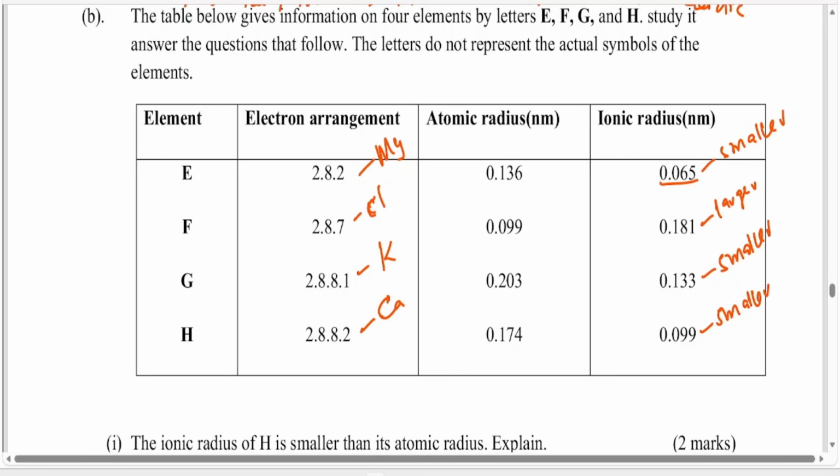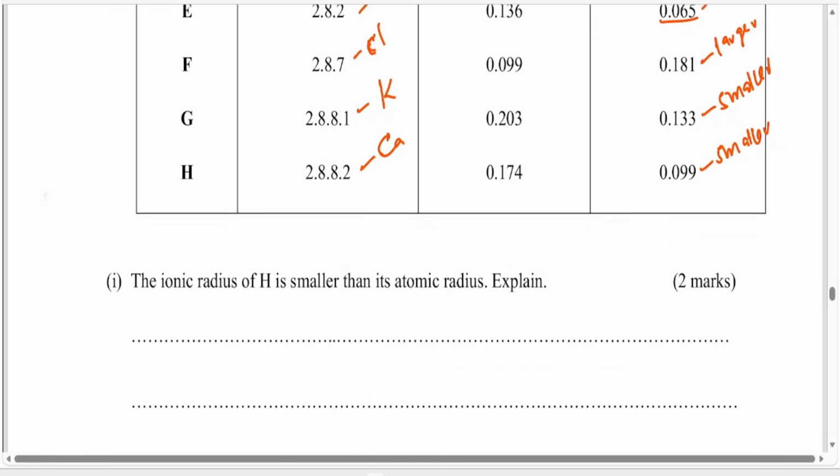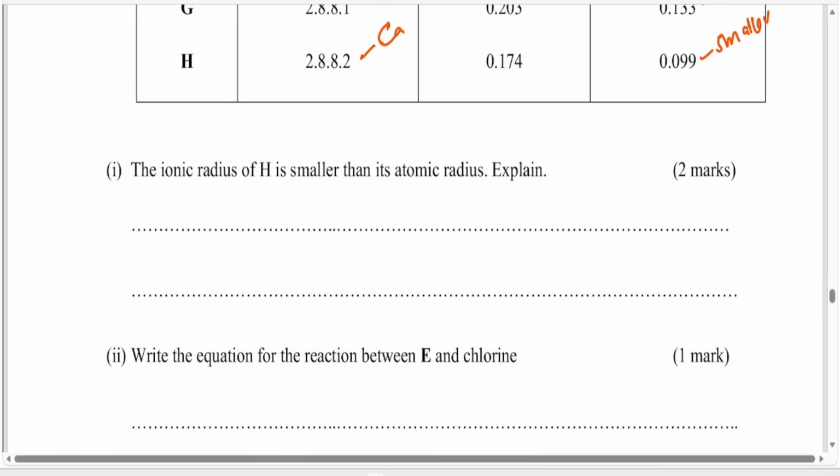And you can notice that we have 3 metals and 1 nonmetal. F is a nonmetal. E, G, and H are metals. So looking at the questions that we have, the ionic radius of H is smaller than its atomic radius.